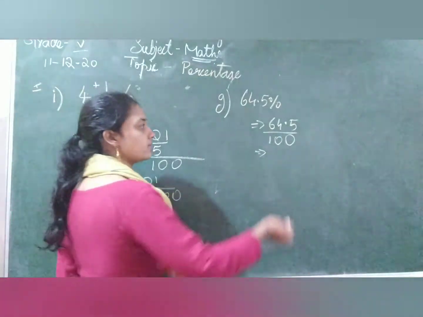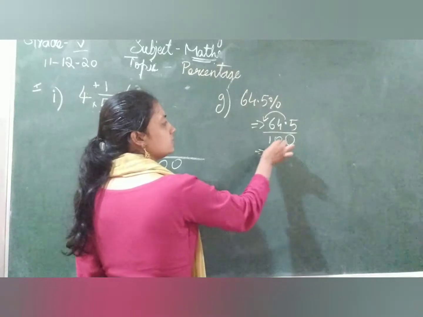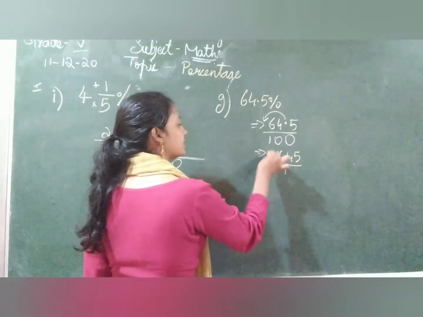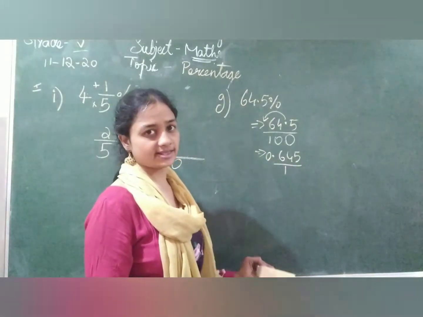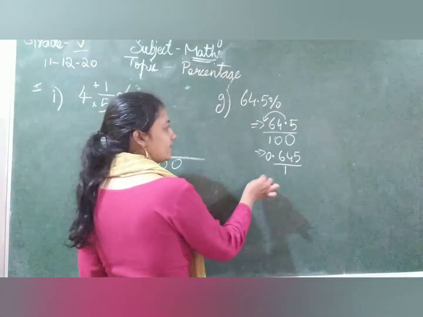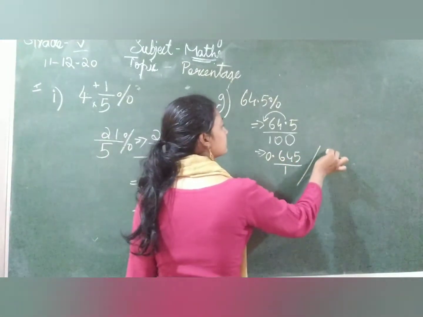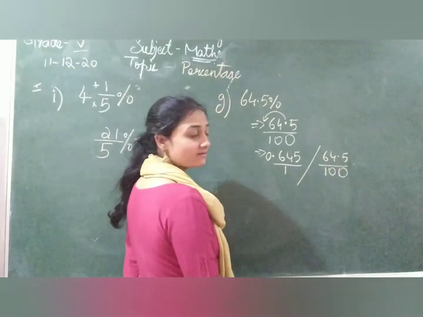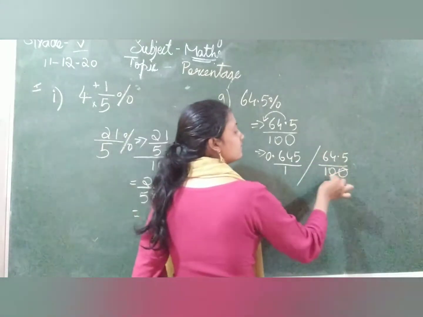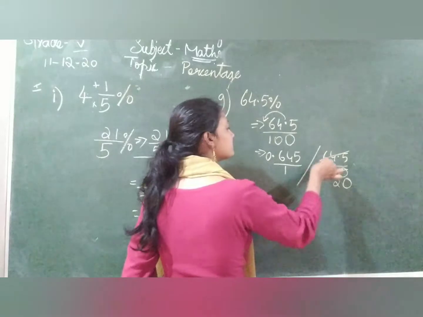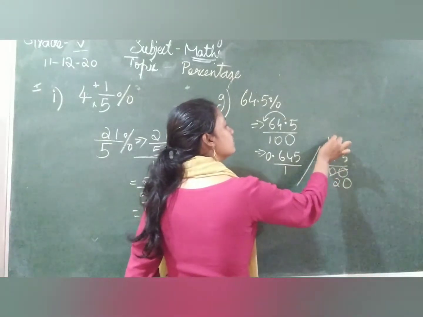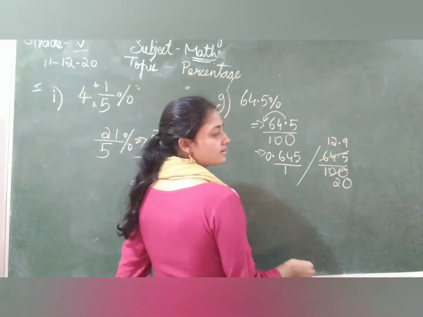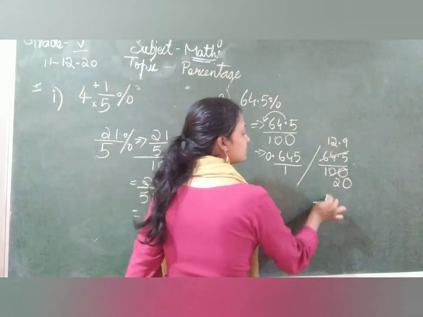I show you both. When I shift, what happens here? 2 zeros, I shift it by 2 places. It will be 6.45 divided by 1. This is my answer. Or else, you can also write it as 64.5 divided by 100. You can simplify. You divide this by 5. 5 twenties are 100, 5 ones are 5, 5 twos are 10. So this will be the simplification further. So the answer will be 129 by 200.